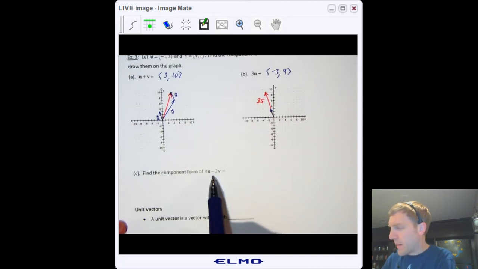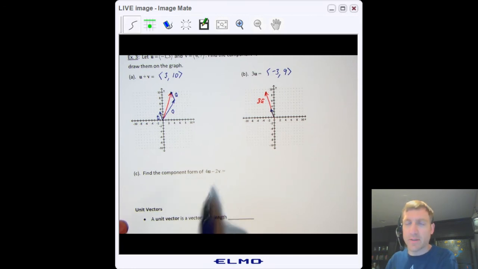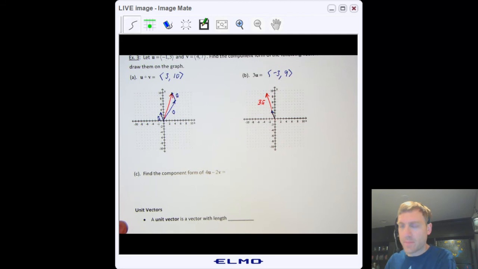This is kind of combining these two together. Scalar multiplication and then vector addition or subtraction, which again is just addition with a negative. So do 4 times vector u, and then do 2 times vector v, and then subtract them. So once again, why don't you pause the video, try that yourself, and then start it again and check your answer with me.